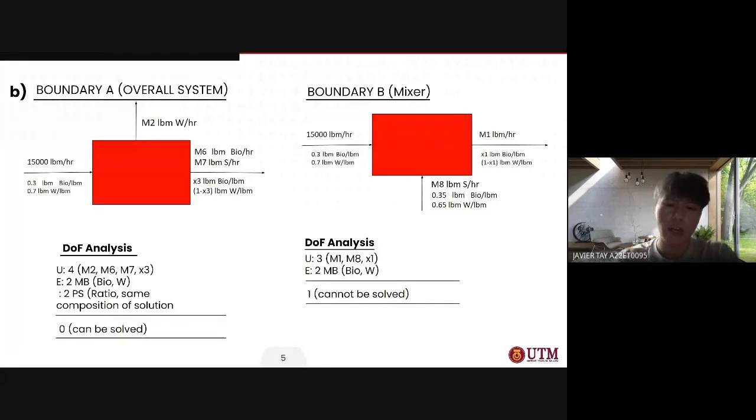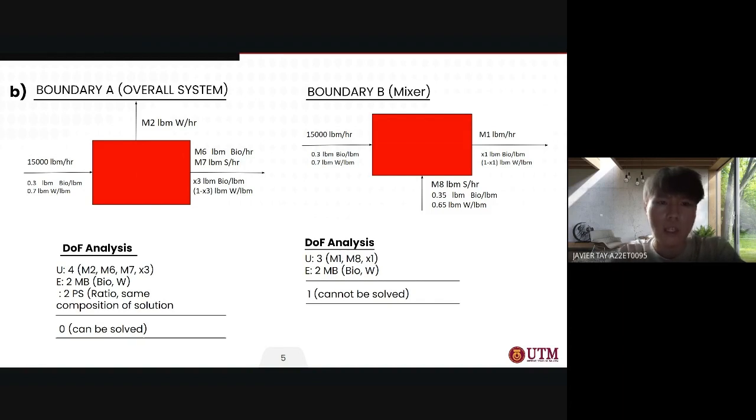So now I'll be explaining the first Roman numeral of question B. How do we know which boundary we should choose first in order to solve the problem? We can use DOF analysis to find the boundary that is suitable for solving the problem. The one that gives 0 DOF can be solved.